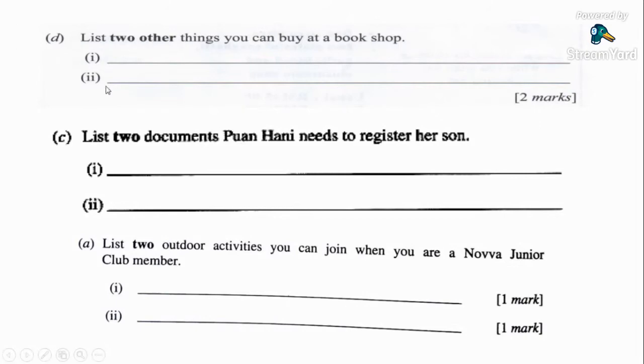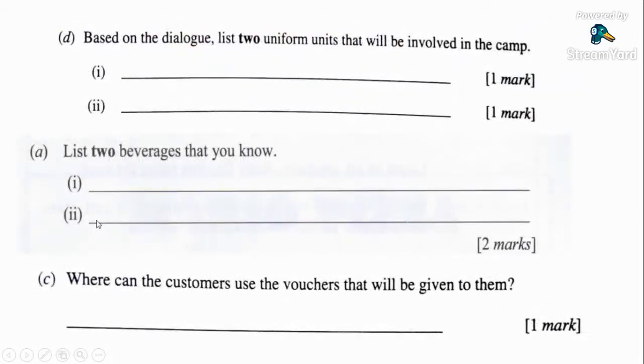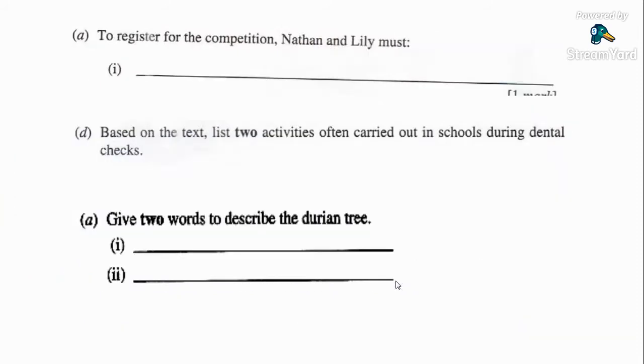But this one, 2 documents, 2 outdoor activities, 2 uniform, 2 beverages. Okay, where can the customer use the vouchers? All these answers are already in the paragraph. You just take and then you salin balik. So when you salin balik, make sure the spelling is correct. Number 2, capital letter irundha, make sure you do the capital letter. Okay? Alright. So that is easy.